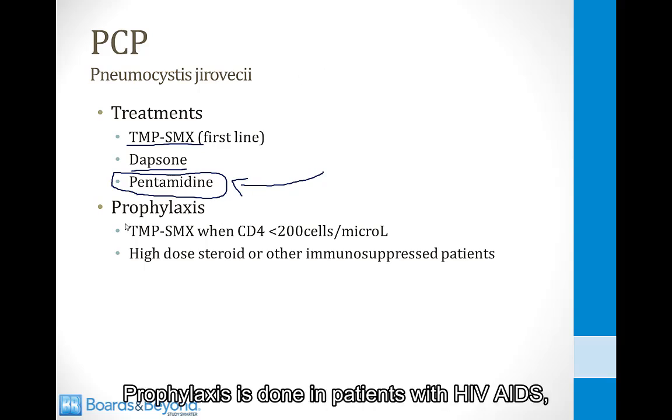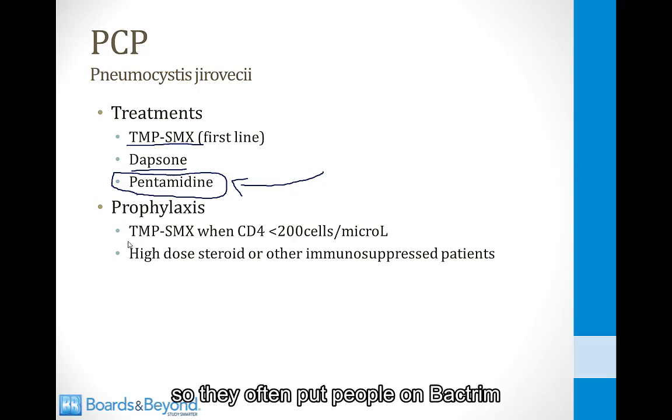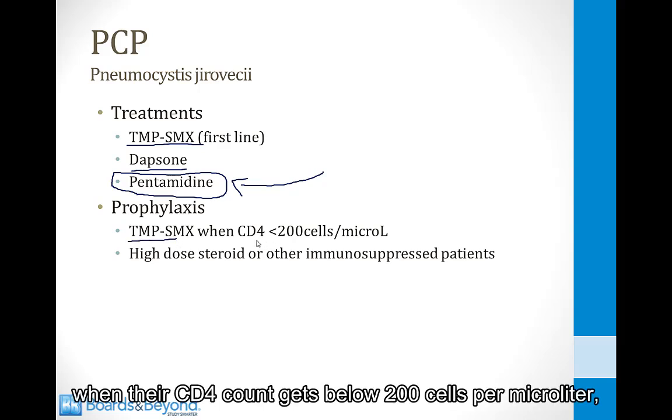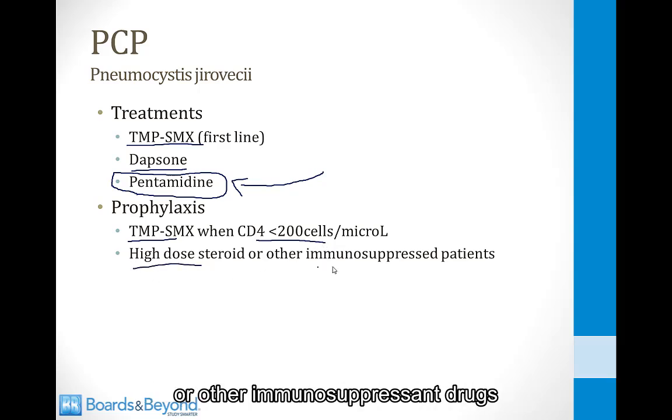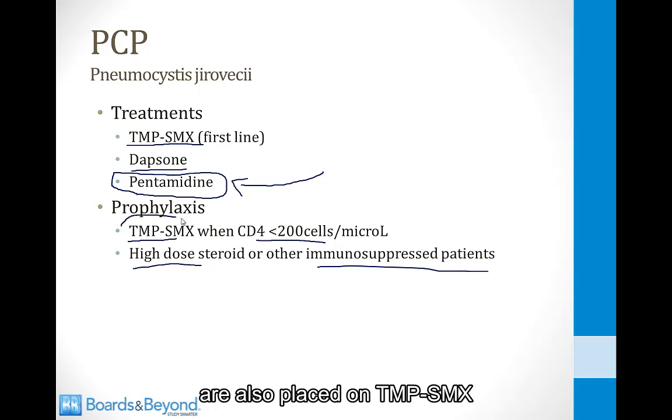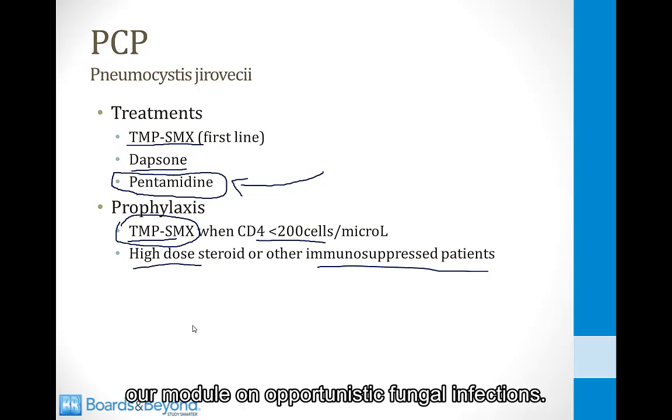Prophylaxis is done in patients with HIV/AIDS, so they often put people on Bactrim when their CD4 count gets below 200 cells per microliter, because this is when they become at risk for Pneumocystis pneumonia. Many patients who take high-dose steroids or other immunosuppressant drugs are also placed on TMP-SMX, and this is also done to decrease the risk of Pneumocystis jirovecii infection. And that concludes our module on opportunistic fungal infections.